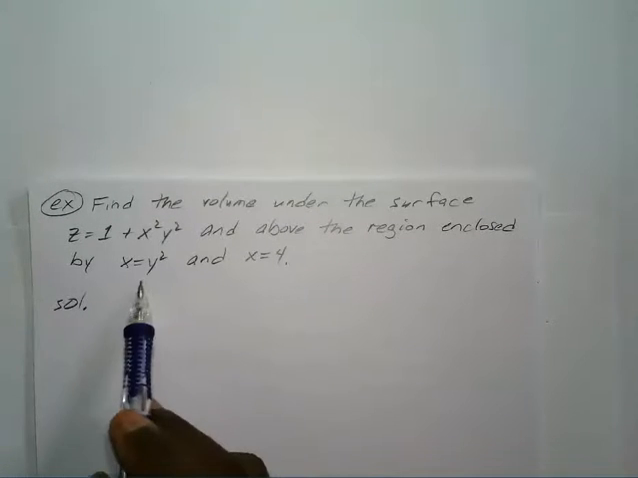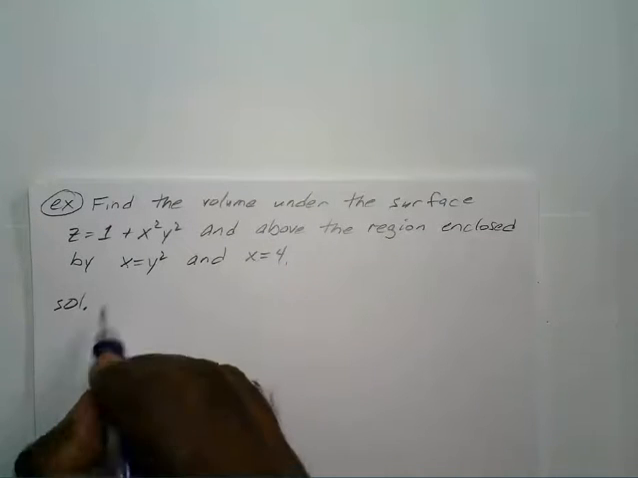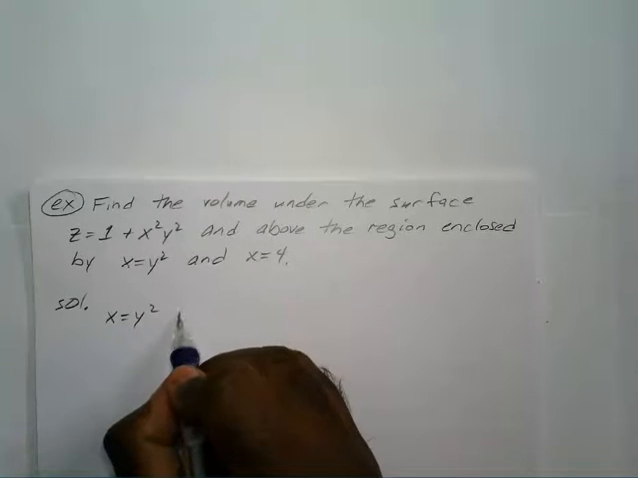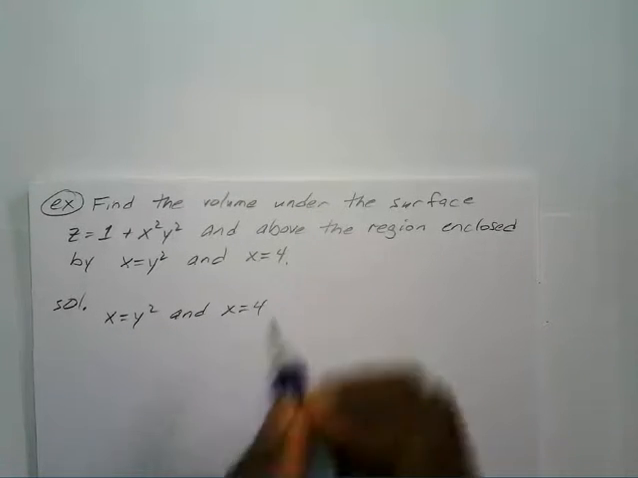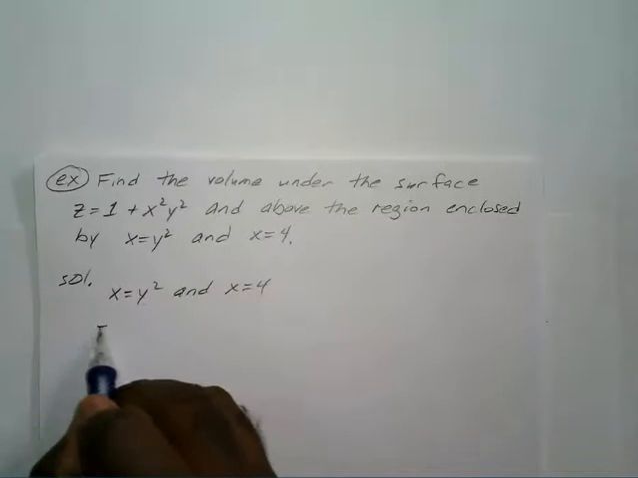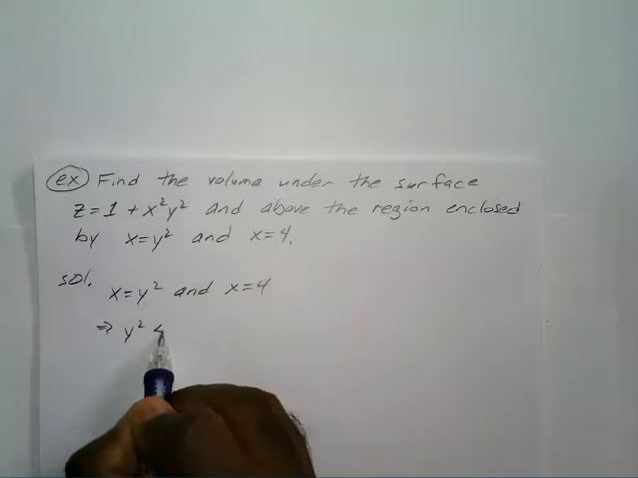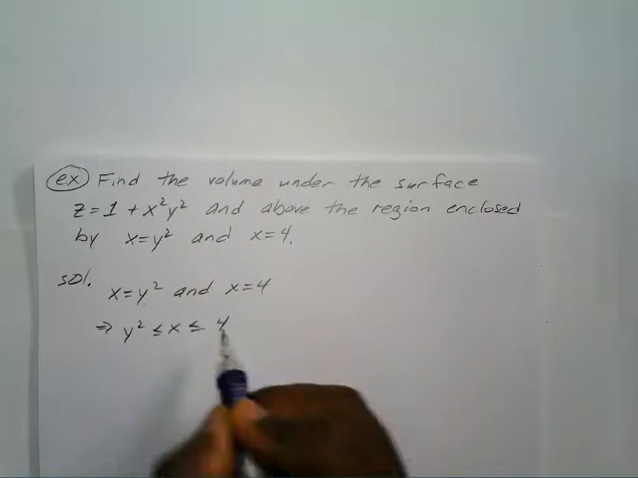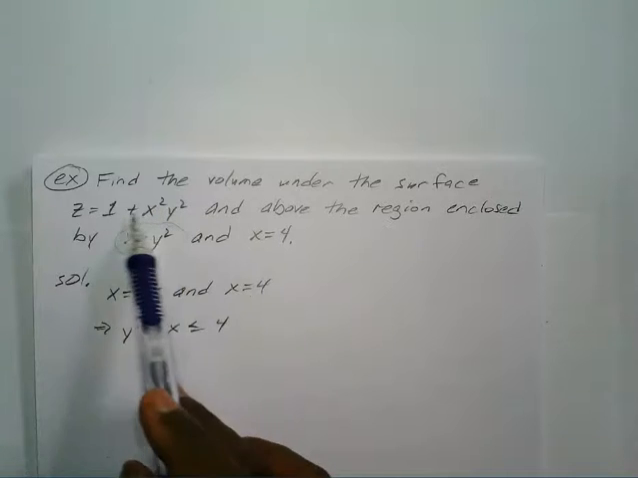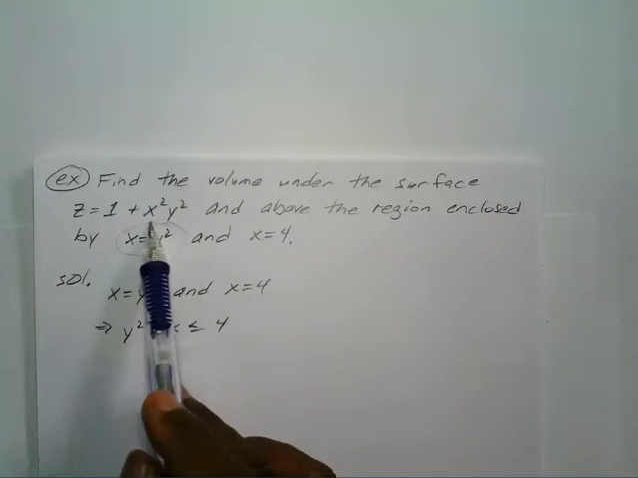So we know that this is our region. We have x equals y squared and x equals 4. That actually gives us our x boundary, so x is between y squared and 4. We're okay there, but we have to figure out our y boundaries. The only thing we have with a y in it is this. We can't use our function here because that's not in the region. We have to find the boundaries in the region, so we use that.